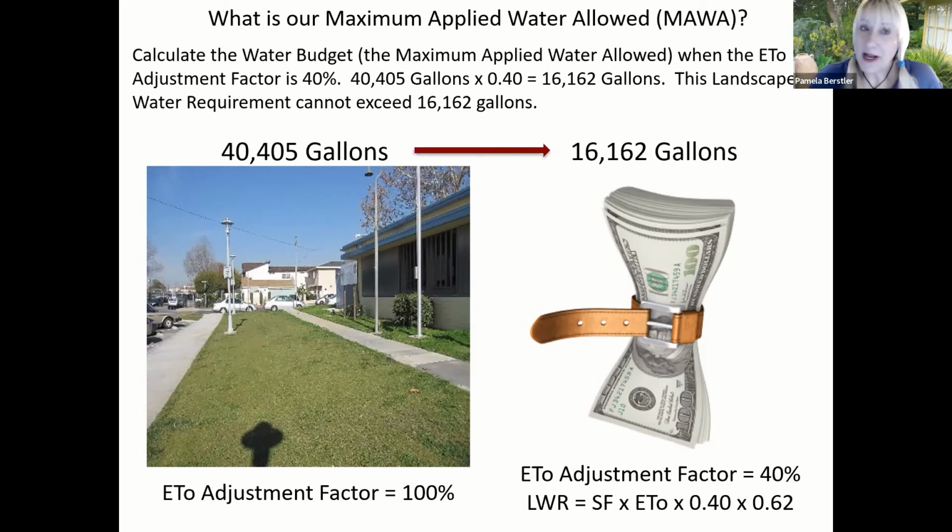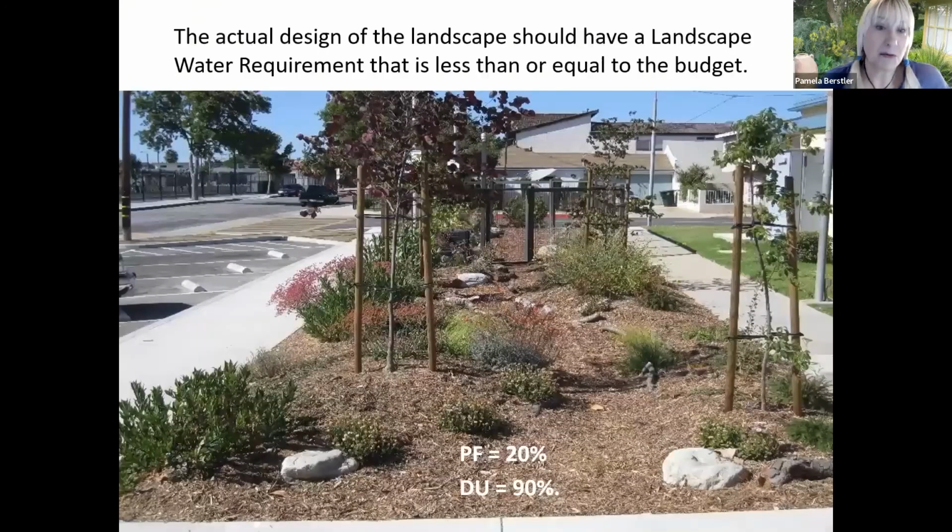So here we had our 40,405 gallon landscape that was 100% of ETO, but I have a water budget that says I need to adjust ETO by 40%. And so now I'm really only going to be allowed to have 16,000 gallons on this landscape. That's all I'm going to be allowed. The question is, did my design actually comply with that budget or not? Well, the way I assess that is I now do my landscape water requirement with the new landscape.